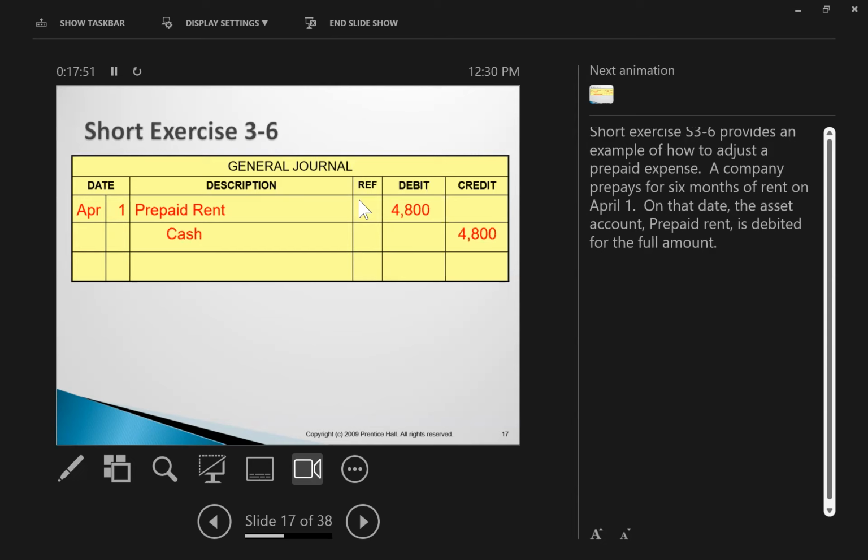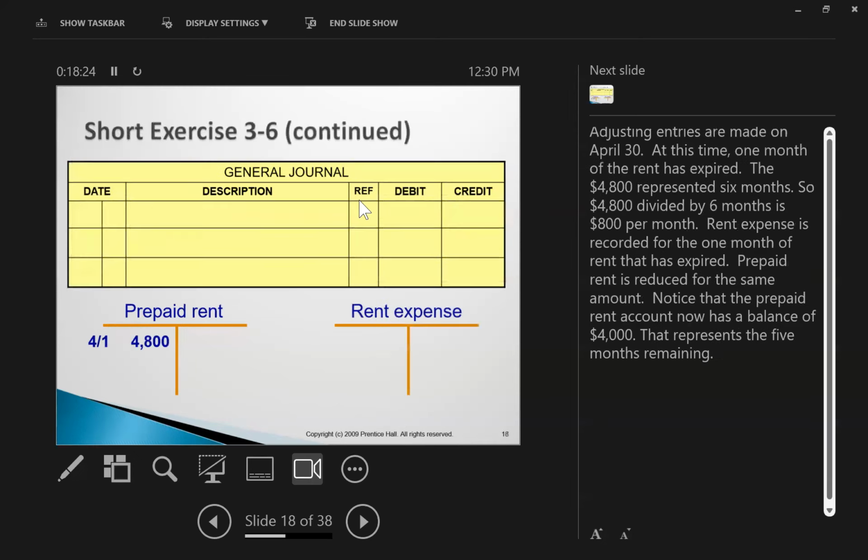And I paid cash. So that's the journal entry to pay for the prepaid rent. That's not the adjusting entry. That's the entry that I used to actually pay for the rent for 6 months. There's the T account. On the T account, it shows a debit for $4,800 to prepaid rent. On my cash account, it would show a credit of $4,800. So let's keep going.